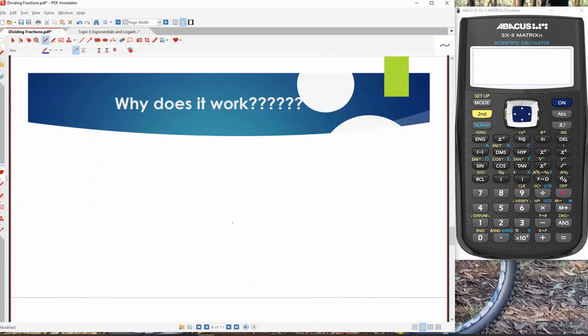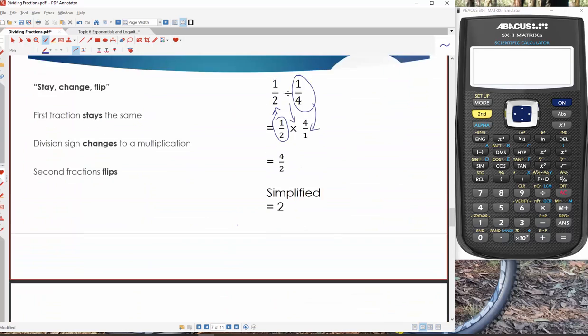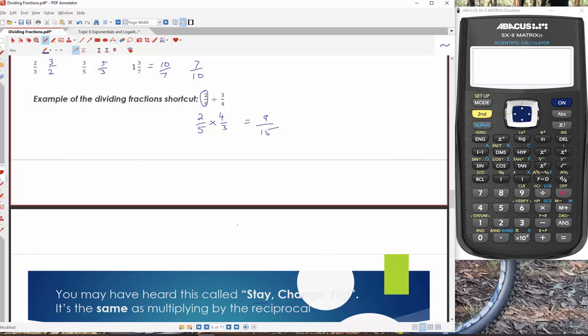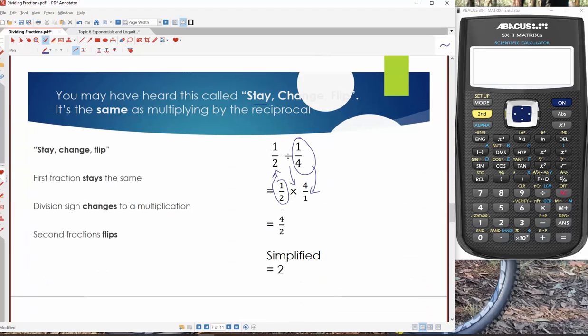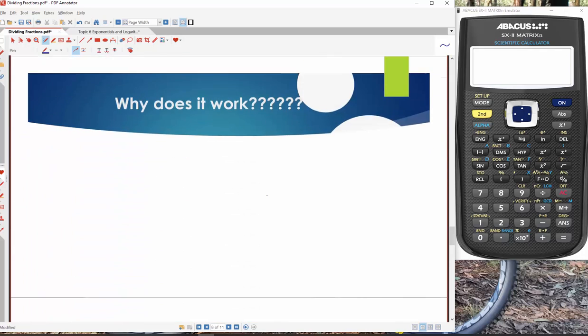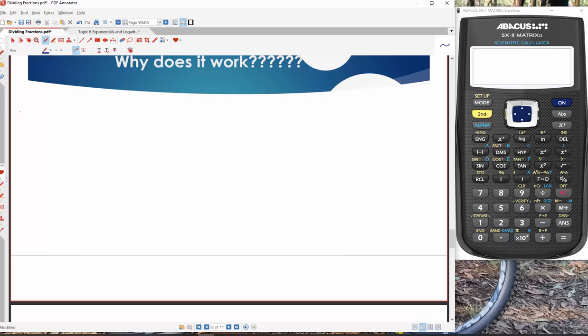And I hope some of you are wondering why or how it works. So I'm going to give you a bit of an explanation. It's a tough one for some of you to follow, but I reckon you can handle it. I'll choose this one here. So the answer to this is 2. I'm going to do this using a longer method. So a half divided by a quarter. We've got a half divided by a quarter.